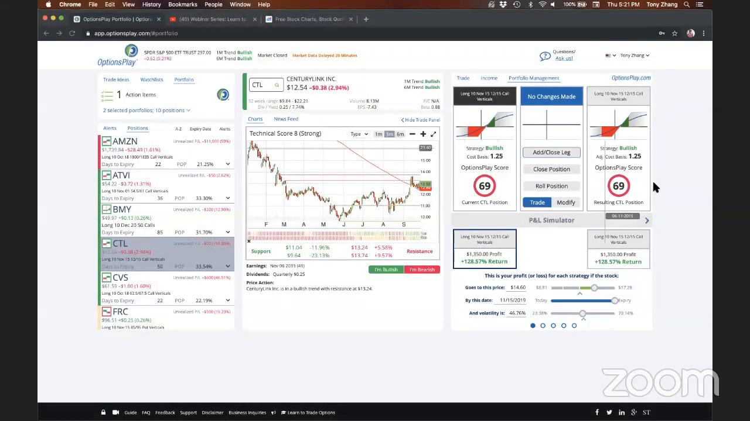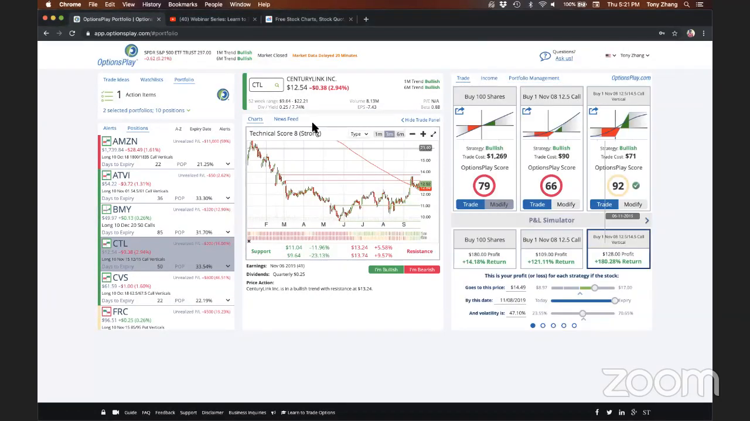Patrick is saying, in the SPY example, you said to sell a put credit spread. When I go into Options Play and click on bearish, it proposes to buy a put vertical. Is it the same thing? No, those are two completely different things, because selling a put credit spread is bullish. Buying a put spread is bearish.